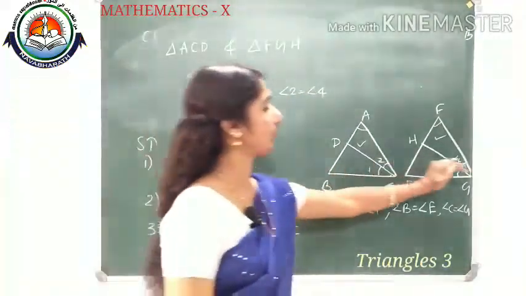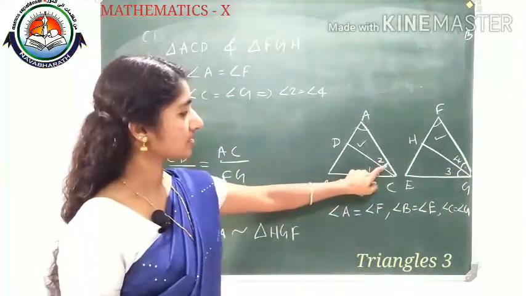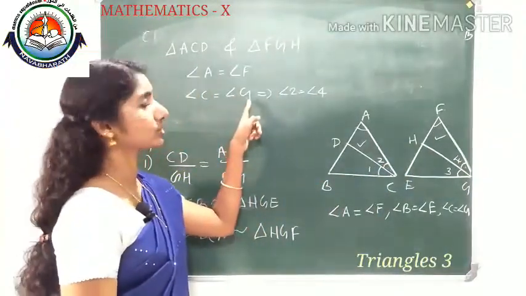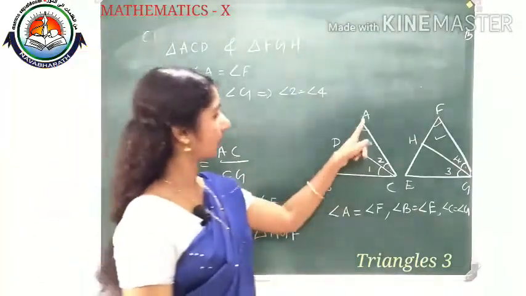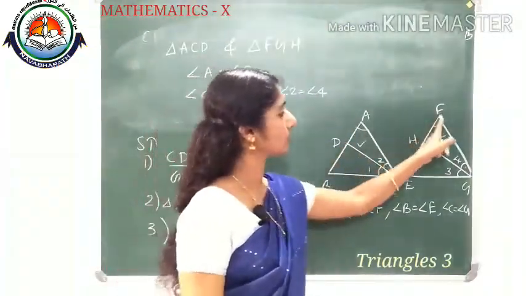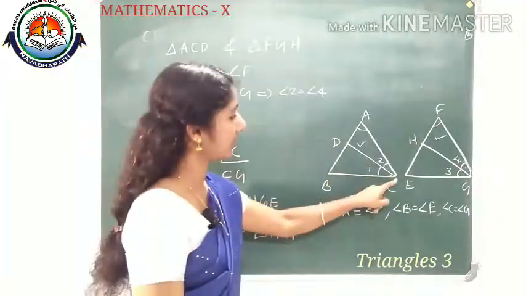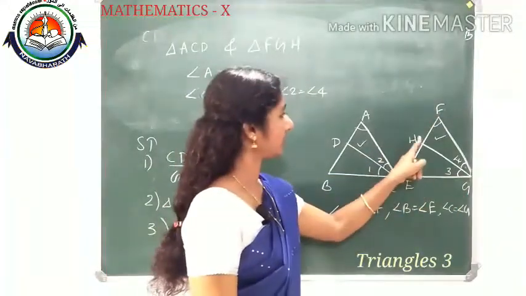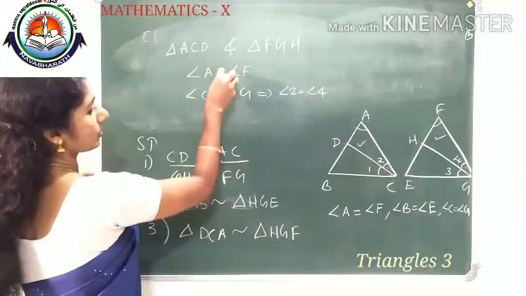Angle C equal to angle G, since it is given they are similar, which gives us angle 2 equal to angle 4, or you can write half C is equal to half G, that means angle 2 equal to angle 4, or elaborately AED is equal to FGE. Angle ACD equal to FGH. Okay. So these two angles are equal.